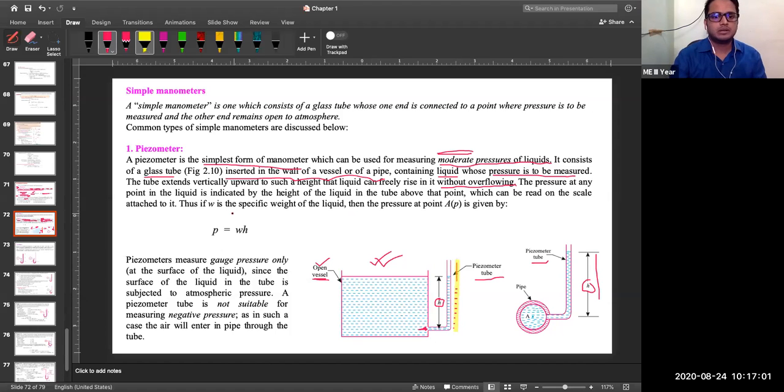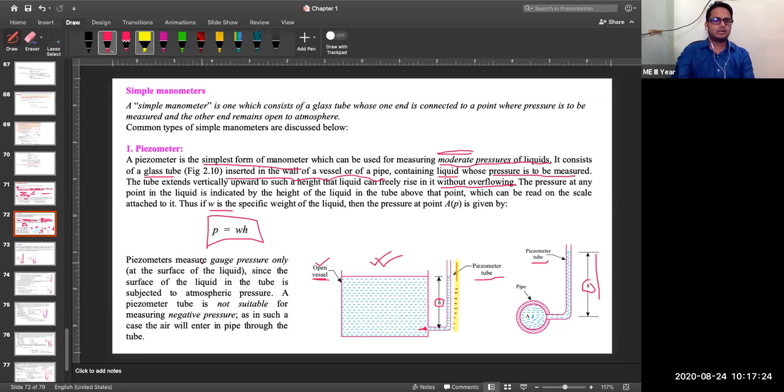Okay. Thus, if W is the specific weight of the liquid, then the pressure at a point is given by P equals W into h. Okay, where W is the specific weight of the liquid. And for specific weight, we can write rho into g also. Okay. We have seen this in our primary classes.